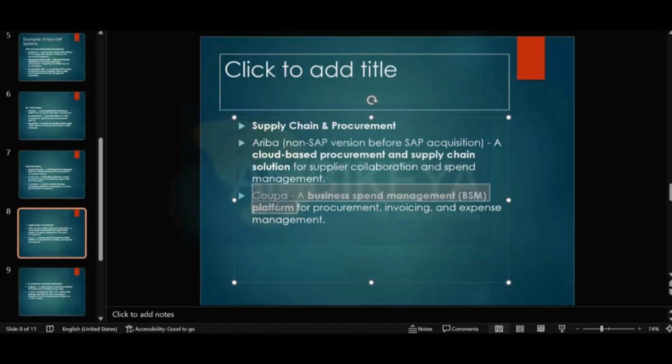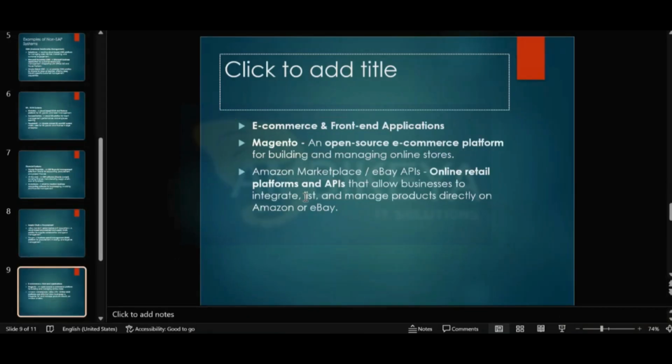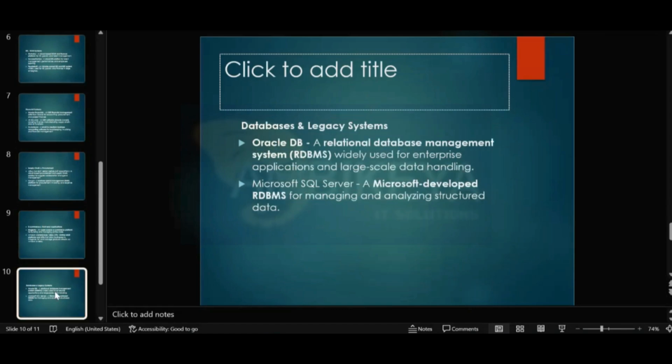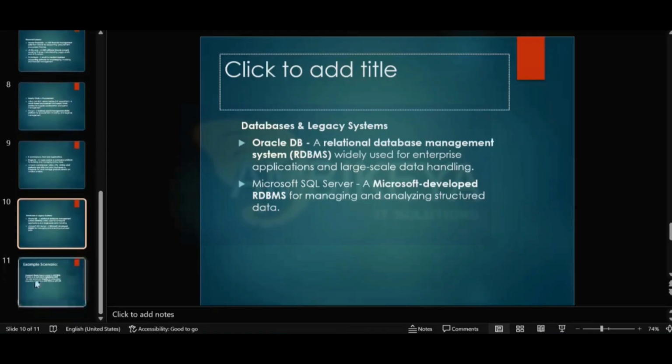Coupa is used for procurement, invoicing, and expense management. For e-commerce and front-end applications, there is Magento, an open source e-commerce platform for building and managing online stores. Amazon Marketplace also uses APIs, used in combination with the SAP platforms. Database and legacy systems: for SAP, we now have S/4HANA, but before that they were using an Oracle database or a MySQL database to store the data.